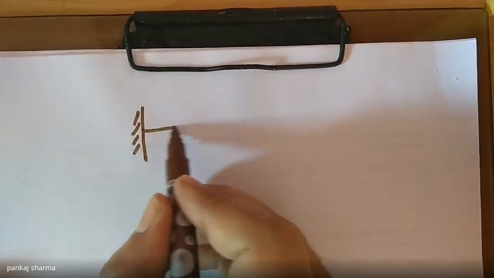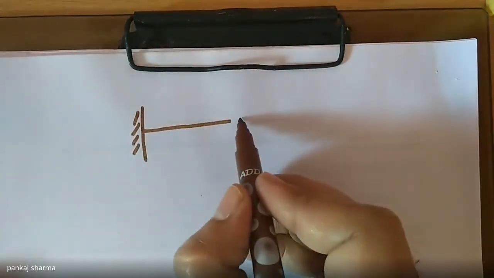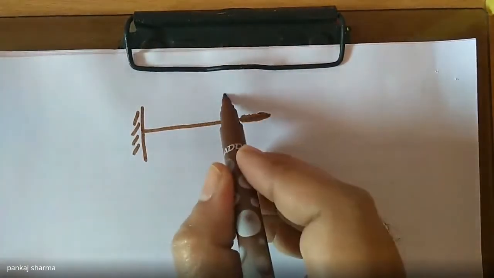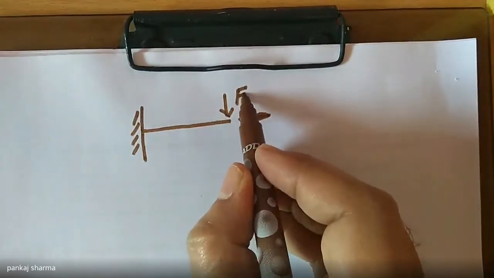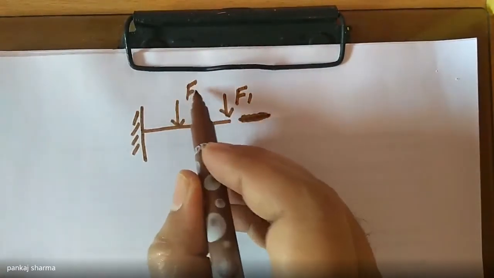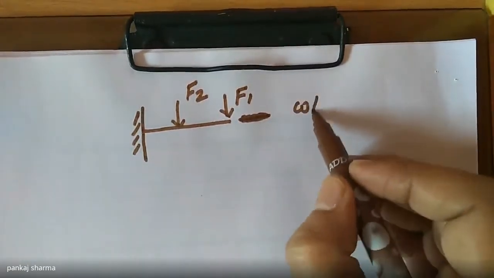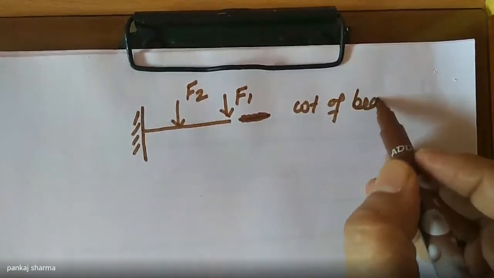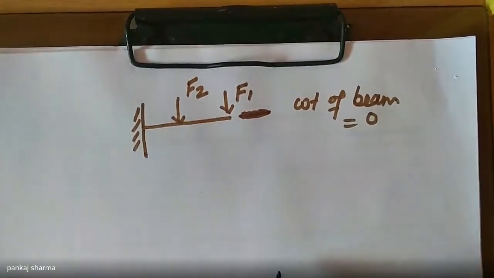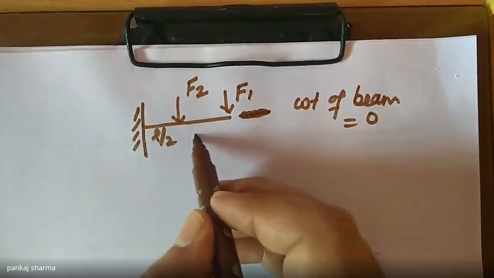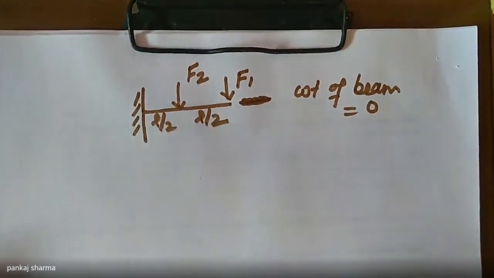I am taking one more example just to understand the concept. For this fixed support, suppose F1 and F2 act. The weight of the beam is negligible. The beam is nothing but a member to carry loads. The lengths are L by 2, L by 2. We want to calculate the support reactions. So how?